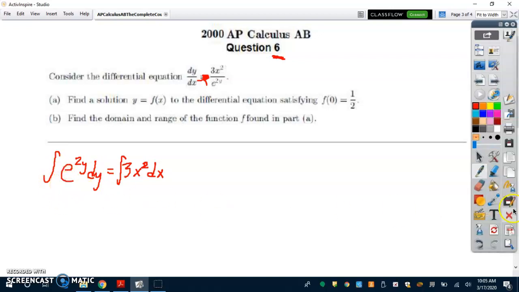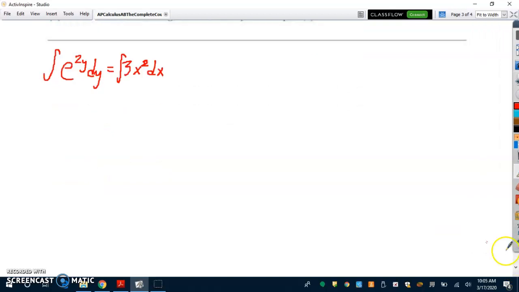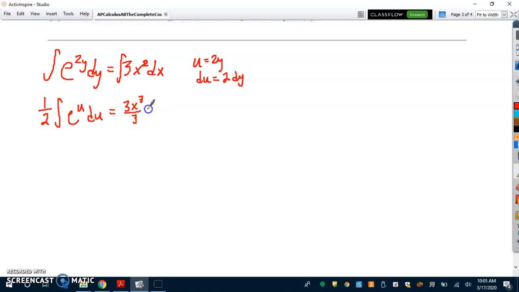And notice over here you're going to need to work with some u substitution. If you want to look at that real quickly, what I would do on that left hand side, I would let u equal 2y, therefore du is going to equal 2 dy. So I'm going to need a correction factor. I'm going to need a 1/2 out in front, so I'm going to say 1/2 integral e to the u du. Turns out the right hand side works out pretty well. We can integrate this x squared pretty quickly. You're going to get 3x cubed over 3 plus c.